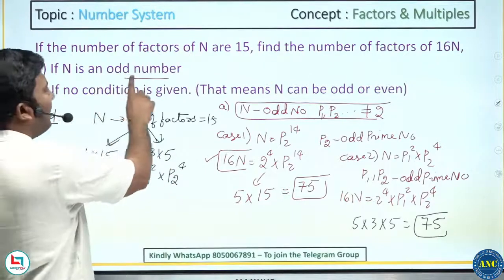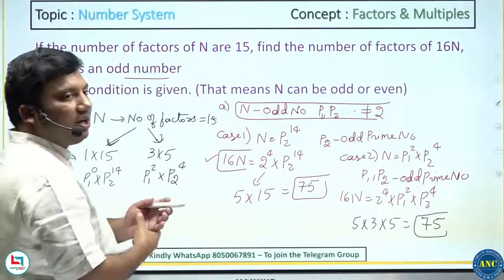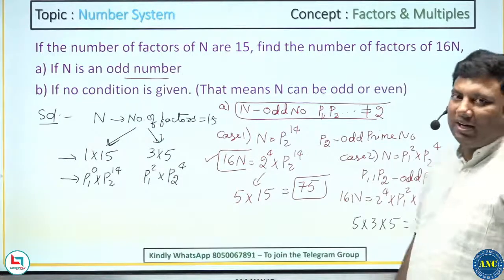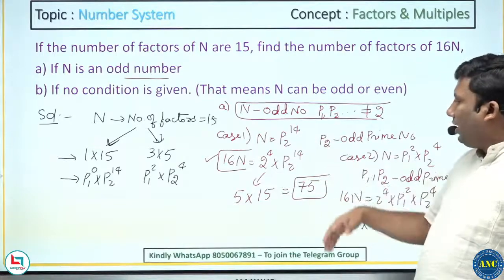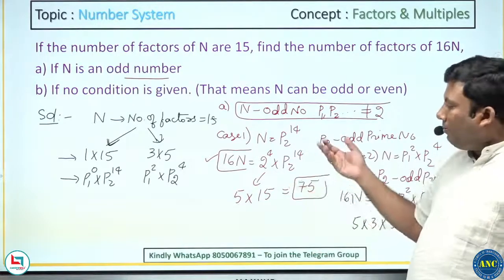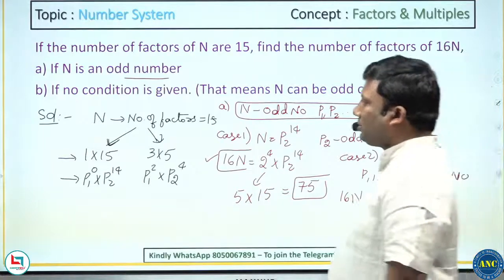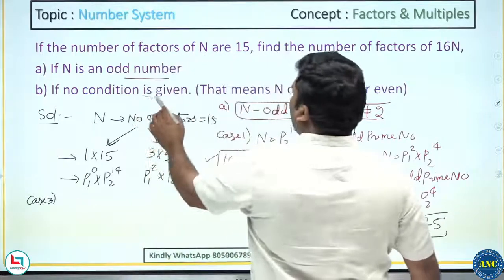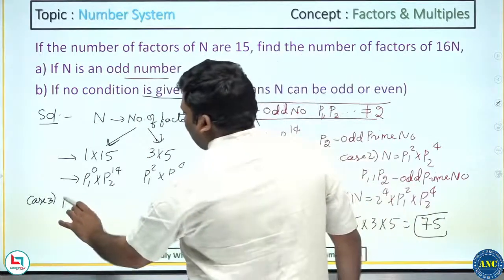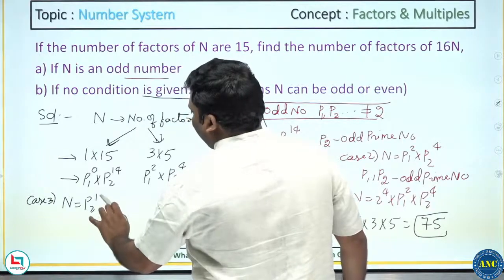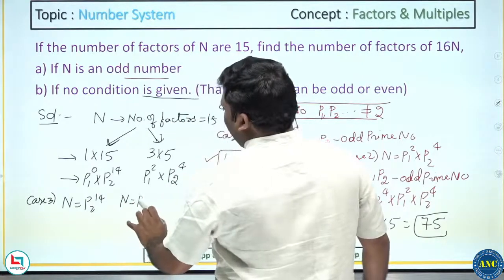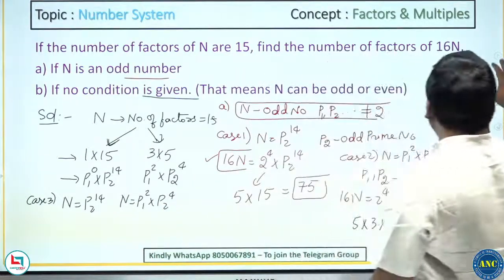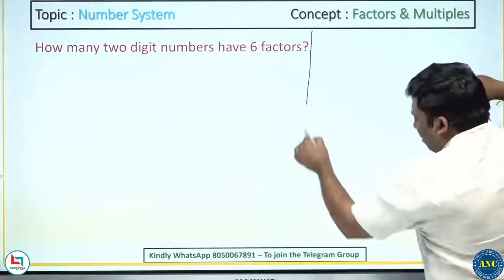Here remember, n is an odd number. What is the next case? If no condition is given, that means p2 can take an even prime number, p2 can take an odd prime number. Suppose case 3, no condition is given. Case 3, n equivalent to p1 power 14, n equivalent to p1 power 2 into p2 power 4. Let me solve this question here.